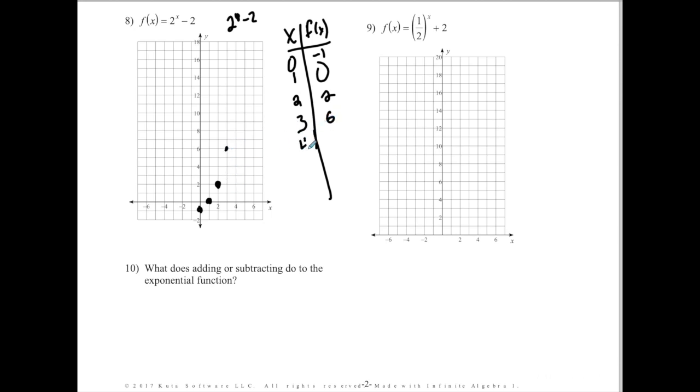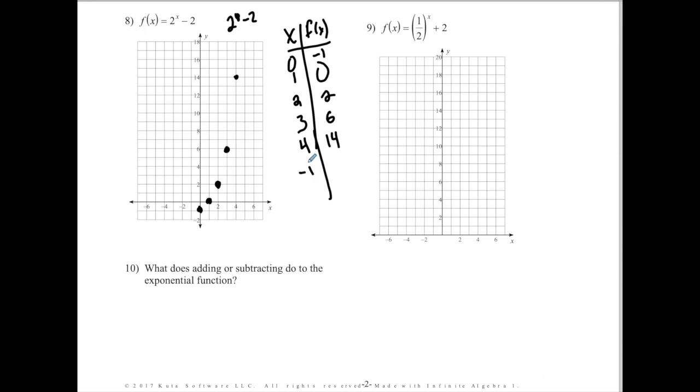Okay, 4. We'll just keep going until we can't go anymore, right? 4. 2 times 2 times 2 times 2, that is 16. Minus 2 is 14. And now I'm not going to be able to go any further.